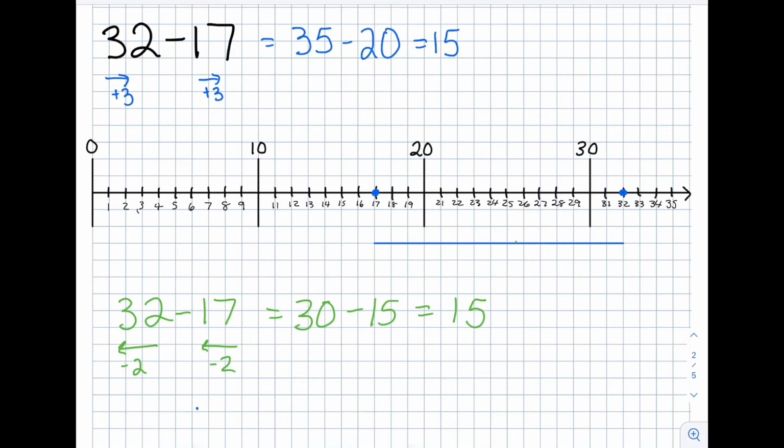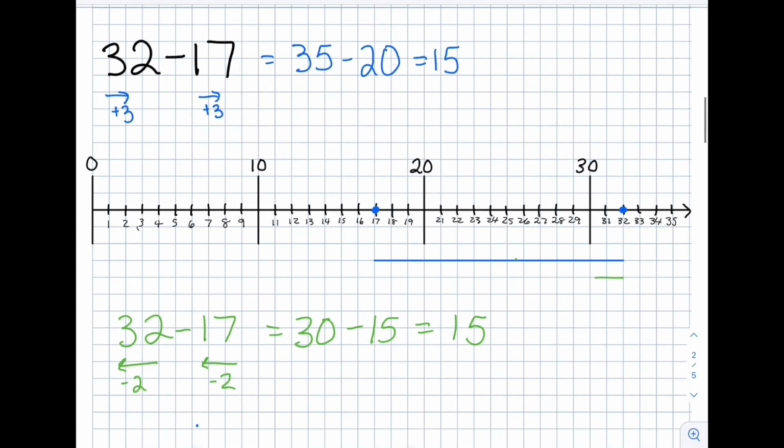This strategy does not work if, for example, we decided to make 32 into 30 and to make 17 into 20, then we would have changed the length of our line segment. We would have changed the distance between the 2 points. So key idea is that shift in the same direction, the same amount, into a problem that's easy for you to do mentally. So in general, we want to make it easier on ourselves, not harder on ourselves. So I wouldn't have necessarily shifted to 33 minus 18. That wouldn't be easier for me. So here I chose a multiple of 10 as my second number, the subtrahend.